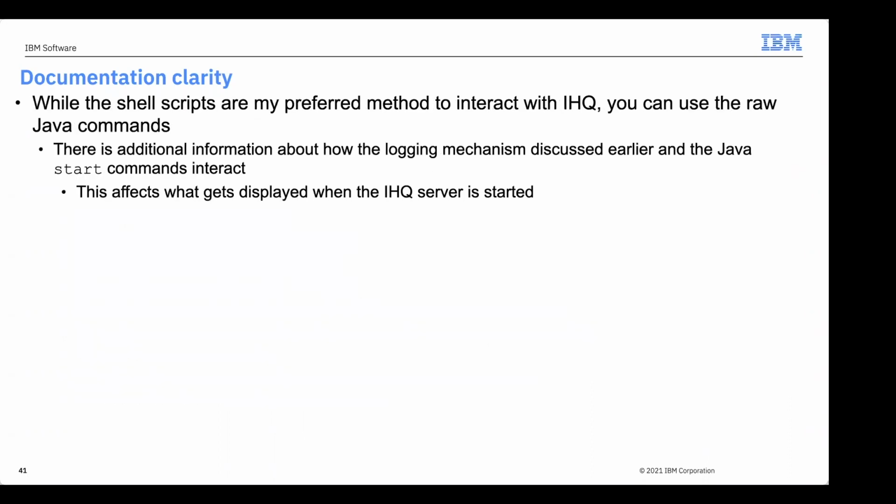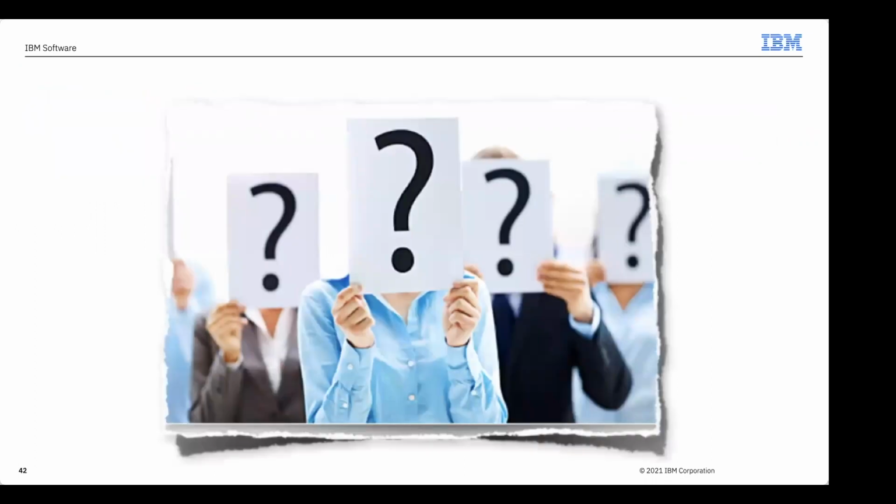Well, while the shell scripts are my preferred way of starting the IHQ server and the IHQ agents, if you choose to use the raw Java commands, there's now additional documentation in there on how to use them properly so that you don't get a bunch of error messages displayed and the functionality actually works the way you expect it to. So again, that's all been enhanced in the documentation. So any questions on those doc upgrades?